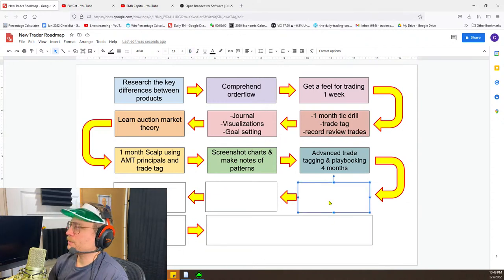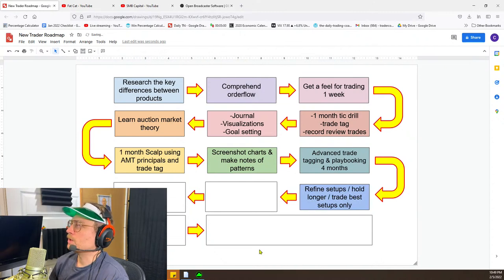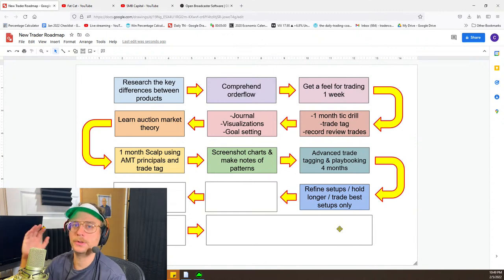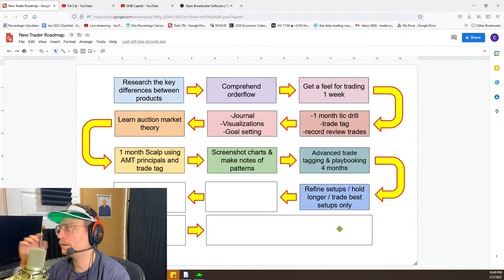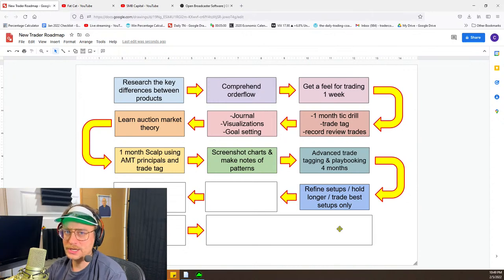So where do we go from this point? While you're doing this, you want to refine your setups. You want to start to hold longer, unless you plan on becoming a scalper. But even really, guys, I'm going to tell you that once I started holding trades a lot longer, I just became way better. Scalping is cool. But don't be this micro scalper. I find a lot of new people are micro scalpers.